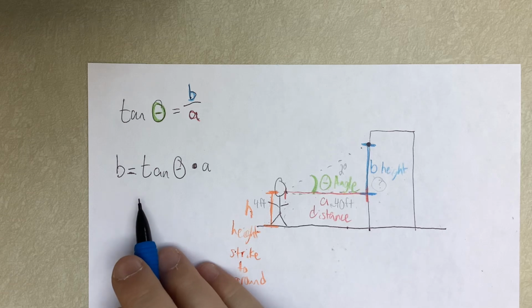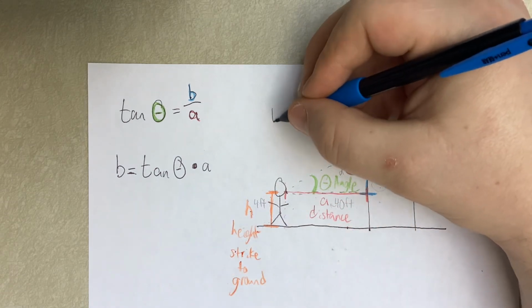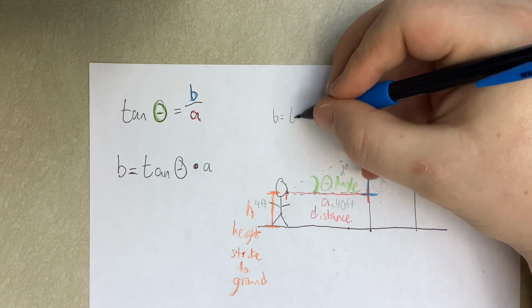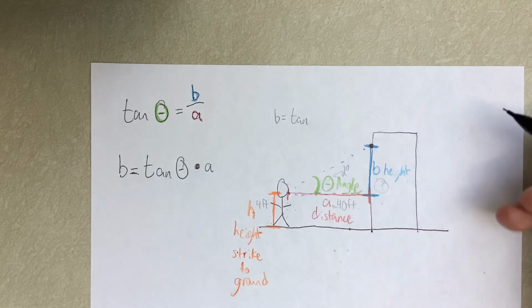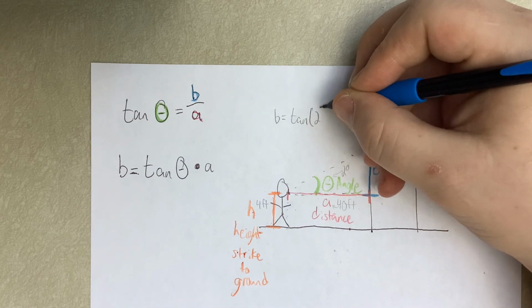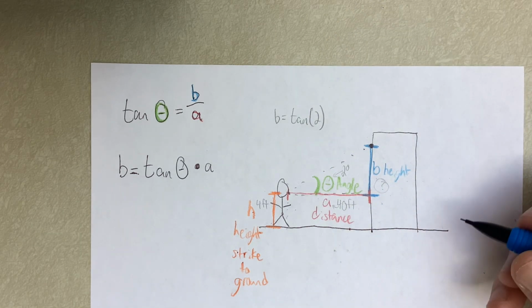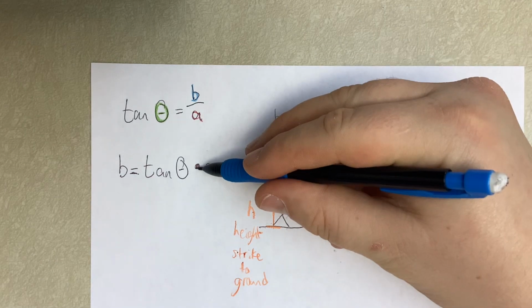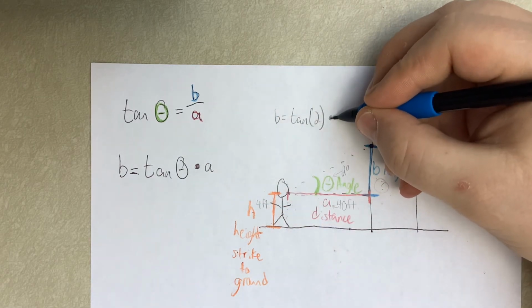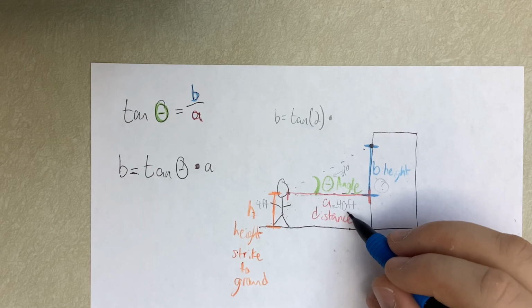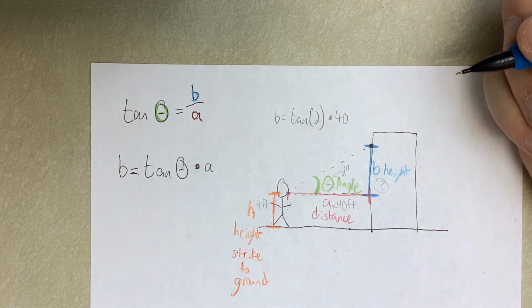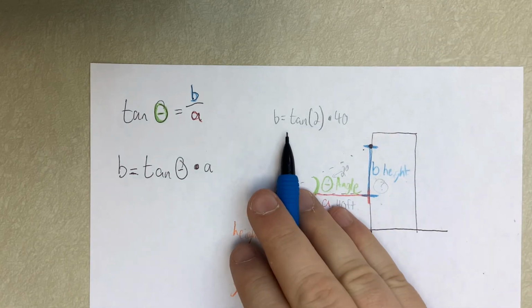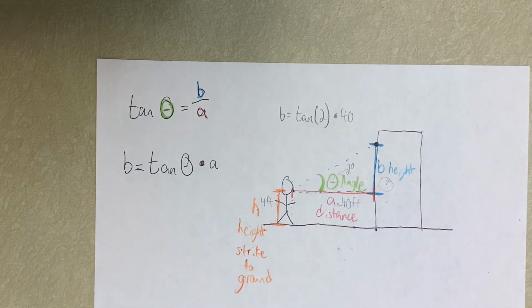So we need to use this formula. How we apply this is B is going to be equal to the tangent of theta, which for us is going to be 2 degrees. Now we need to multiply that by A, so times A, our distance, which is 40 feet. Now all we need to do from here is actually plug this into a calculator.